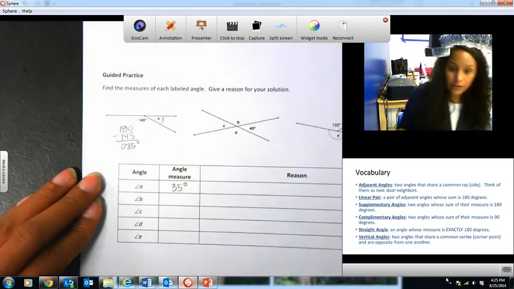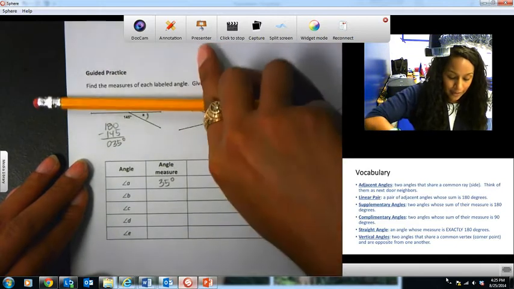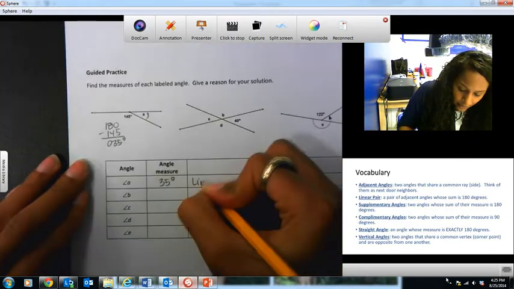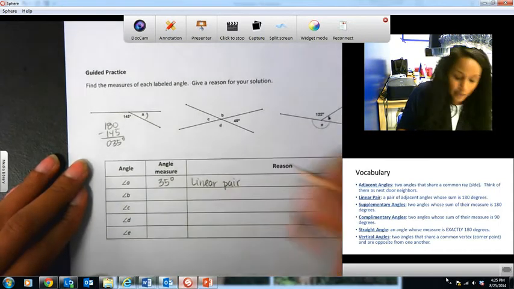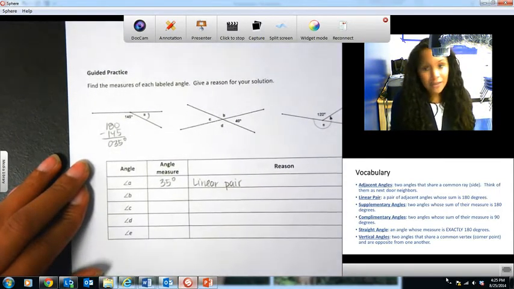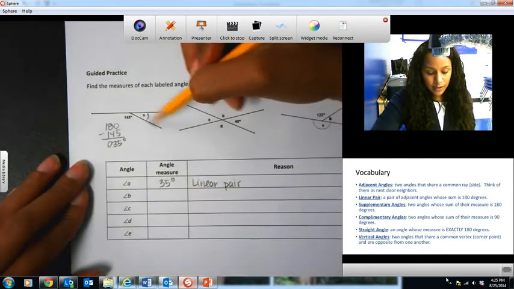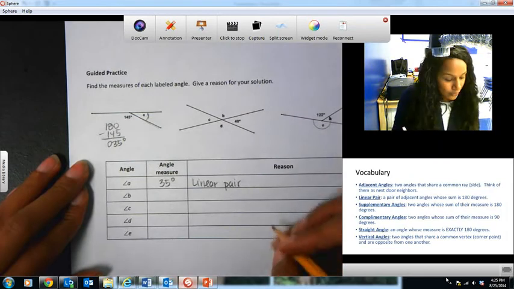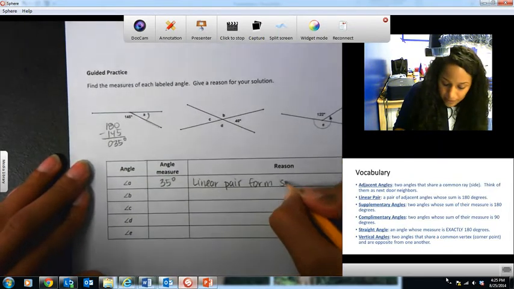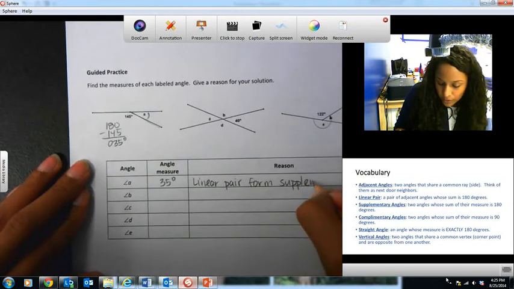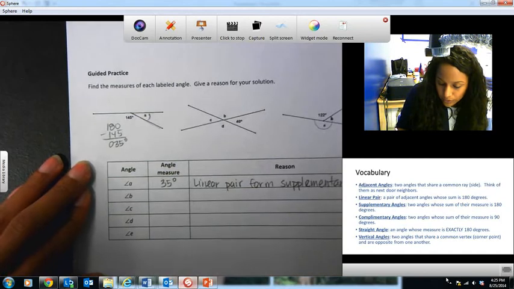Now again, how did I know that? Well, since they're both on a line, that must mean that they are a linear pair. Okay, and again, remember, in order for them to be a linear pair, they must also be adjacent. And they are adjacent because they share this common wall. Alright, so a linear pair forms supplementary angles, which we know is equal to 180 degrees. Okay, that is my reason.